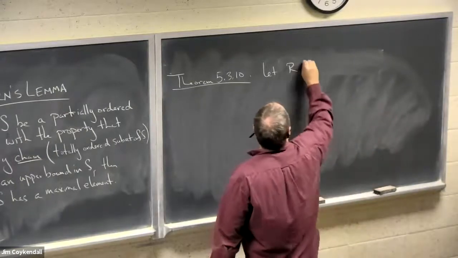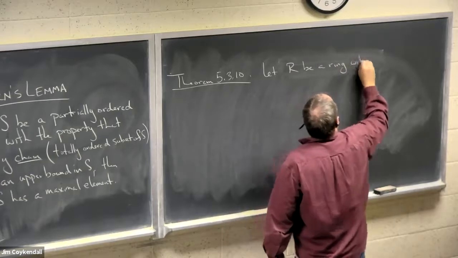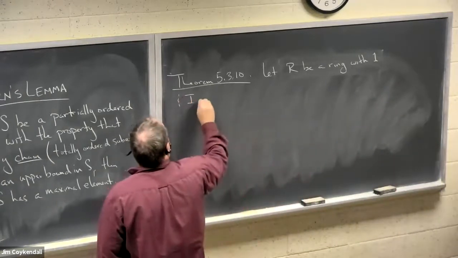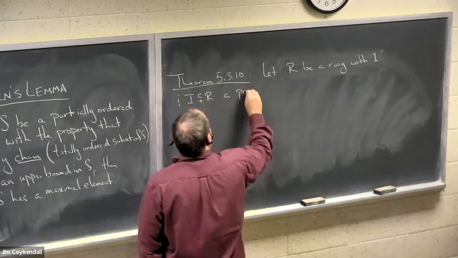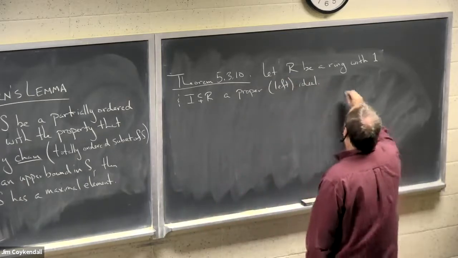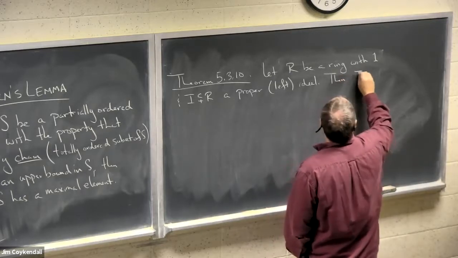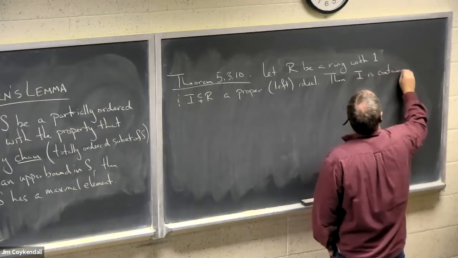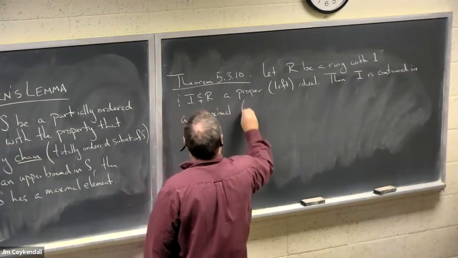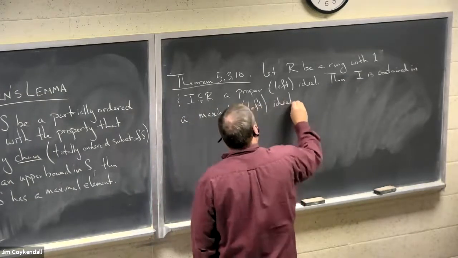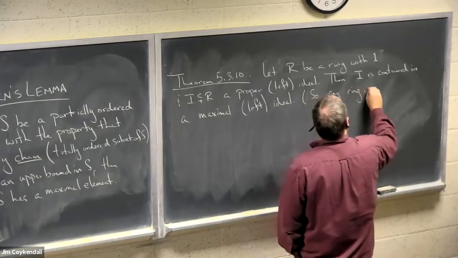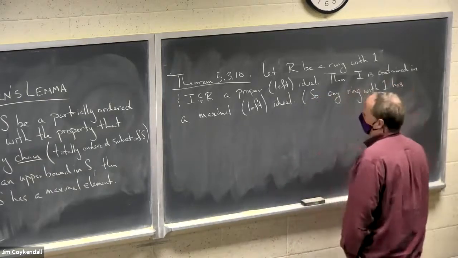Let's take correct with that R. And on proper, and I is contained. Maximal. So in 3, 1, maximal.